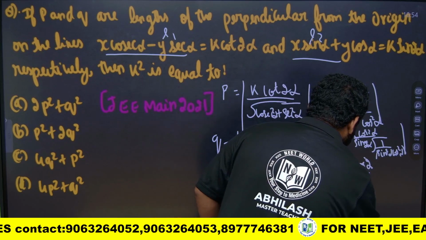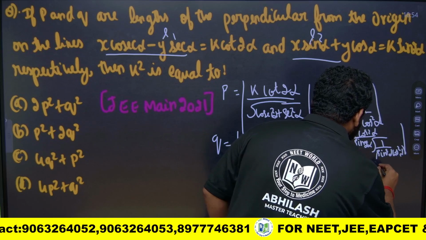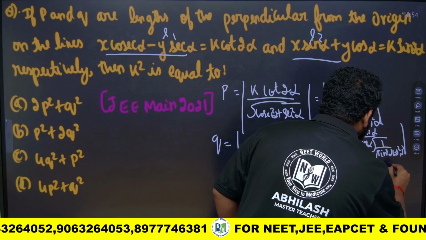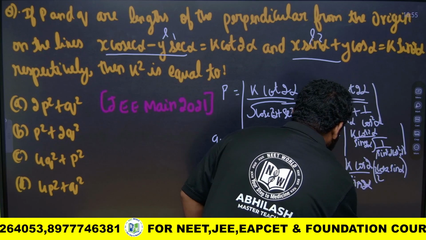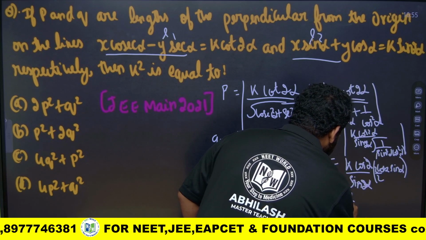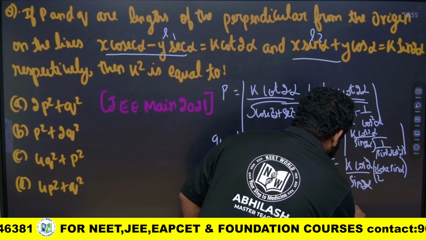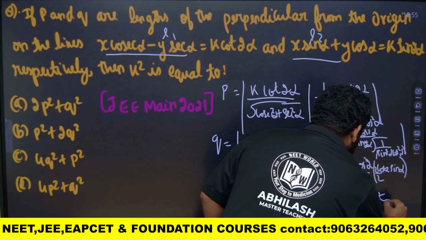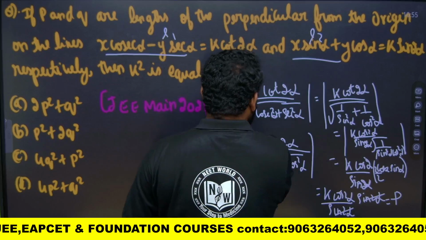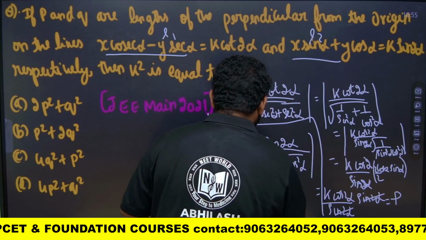By sin 2 alpha. This is what? Cos alpha sin alpha. I will divide and multiply by 2. So this will become what? K cos 2 alpha by sin 2 alpha into sin 2 alpha. This I can cancel. So this will be equal to P. So this entire thing is with respect to P, and Q is nothing but equal to what?